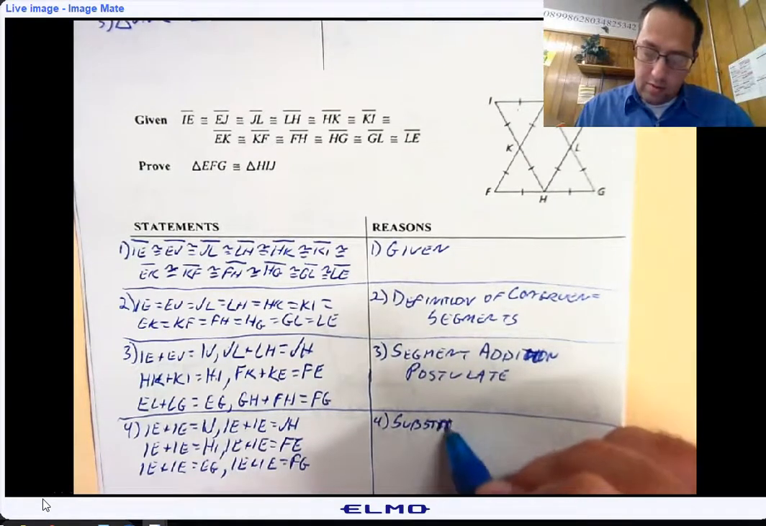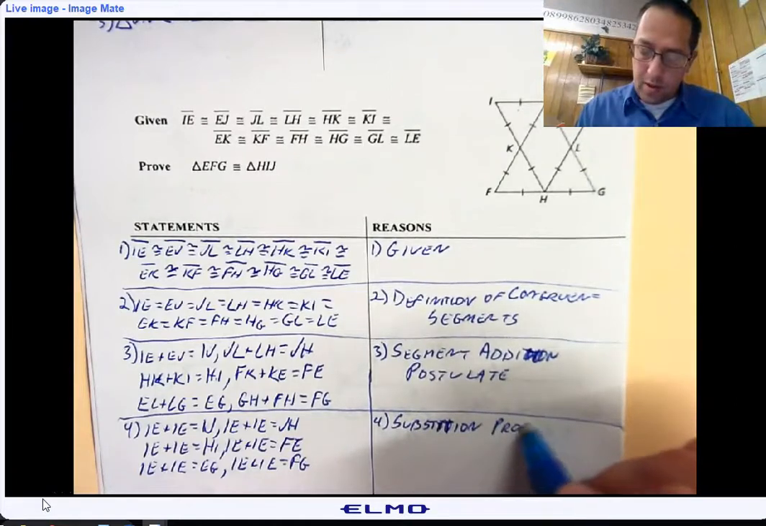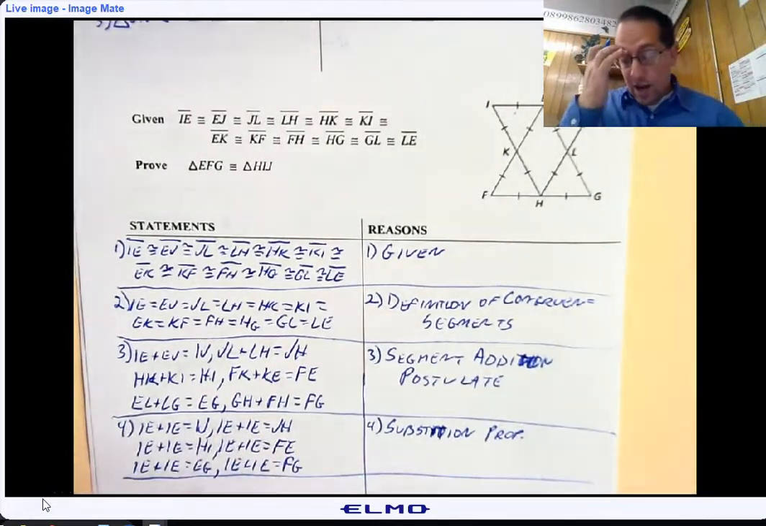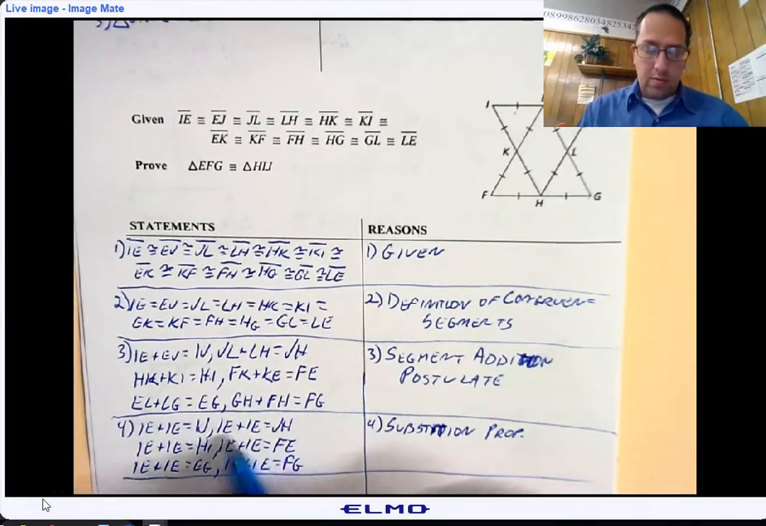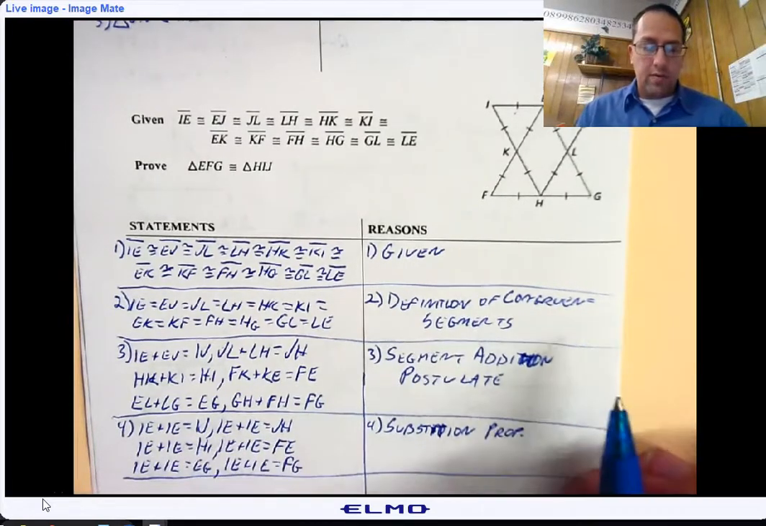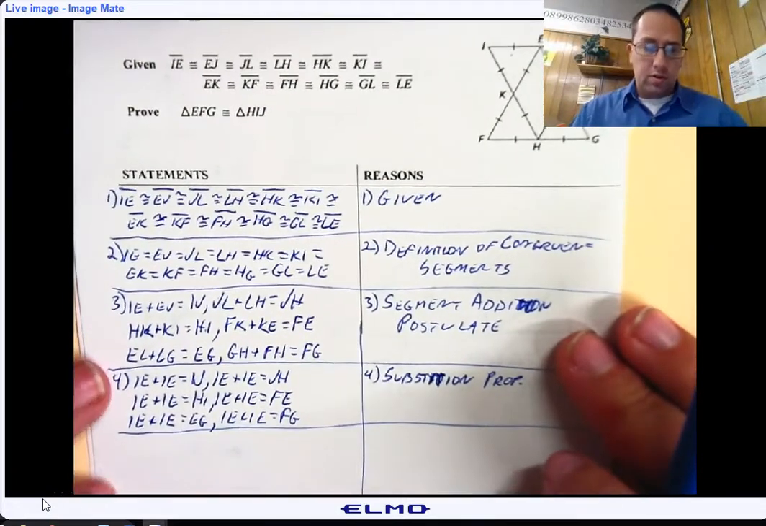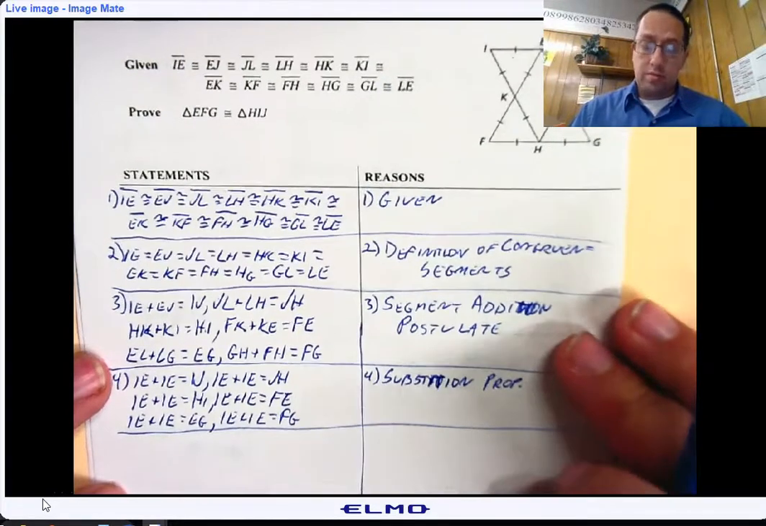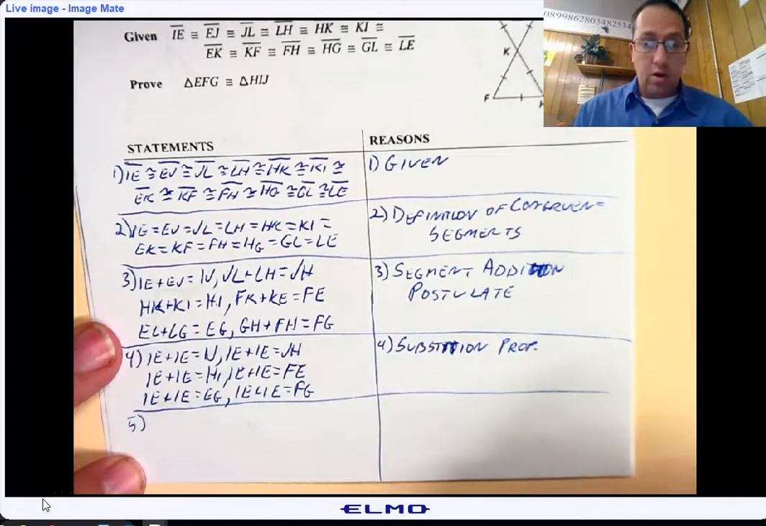It would really help if I could spell it. Substitution property. Okay, so now I have all of these sides equal to the same thing, right? They all equal IE plus IE, every single one of them. And as we've said before, if two things equal the same thing, they're equal to each other. This is transitive property. So, step 5, I'm going to say they all equal each other.